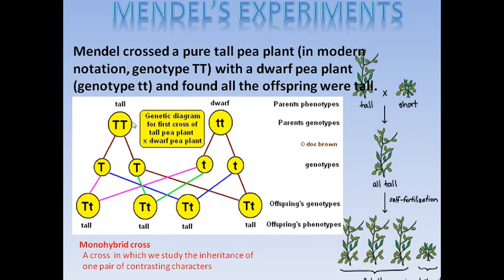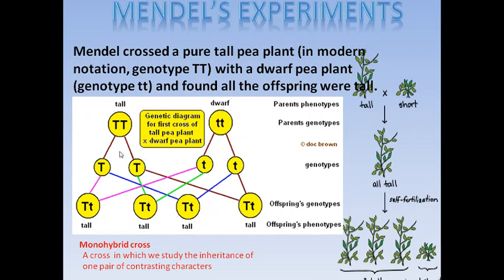I have shown this graphically also. Learn to represent all these crosses which Mendel performed in his experiment graphically. So this is the parents' genotype. One parent is pure tall, another parent is pure dwarf. And what is the phenotype of these parents? The phenotype of this parent is tall, and the phenotype of this parent is dwarf.